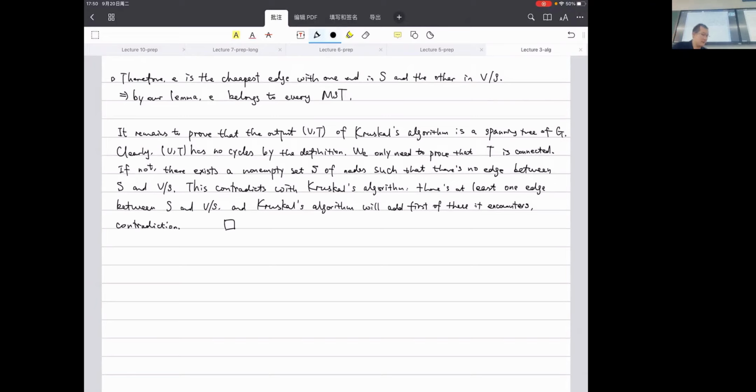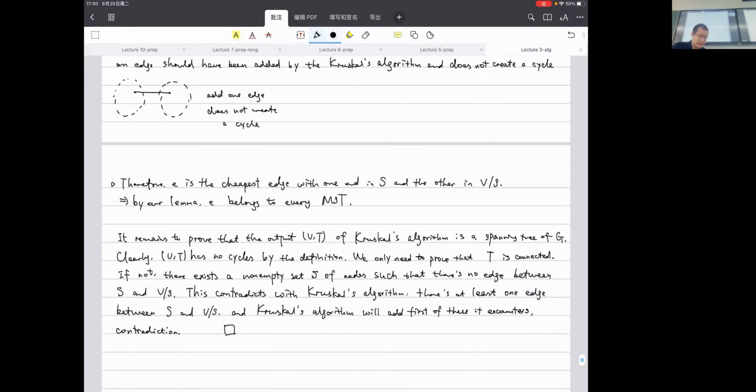So this gives the proof of Kruskal's algorithm based on our key lemma, that for any S, between S and V over S, the edge with the cheapest cost should belong to every minimum spanning tree. Basically we first show that all the edges output by Kruskal's algorithm also belong to every MST, and also that the output of Kruskal's algorithm gives us a spanning tree. That makes sure that the output is correct and actually gives a minimum spanning tree. So is this argument clear to you?